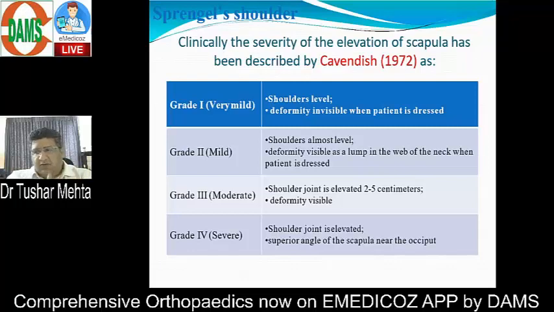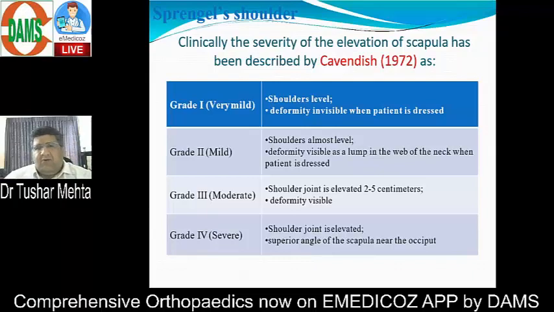When you have level 2, shoulders are almost at level, which is category 2, grade 2, which is mild. Shoulders are again at level. But now, when the patient is dressed up, deformity is slightly visible, as in the form of a slight webbing of the neck. There's a slight web which has occurred.